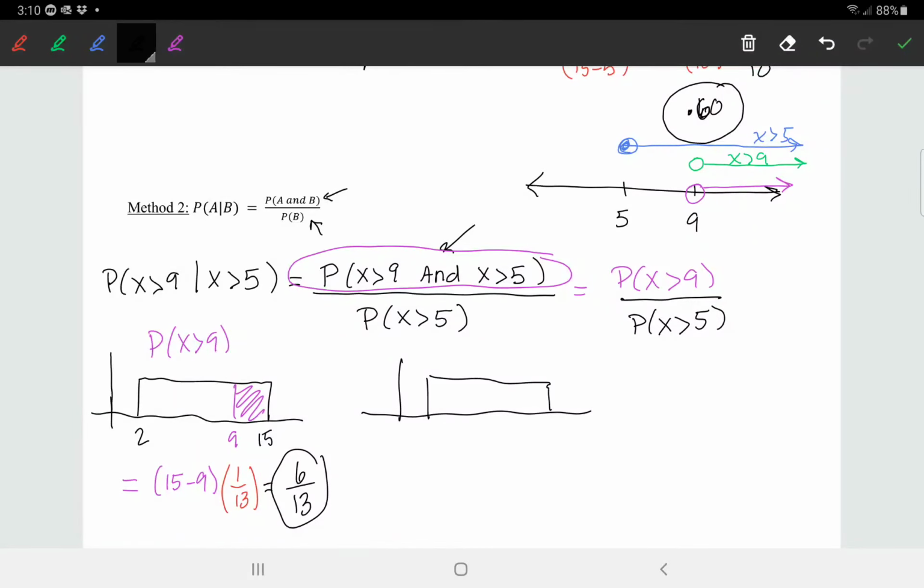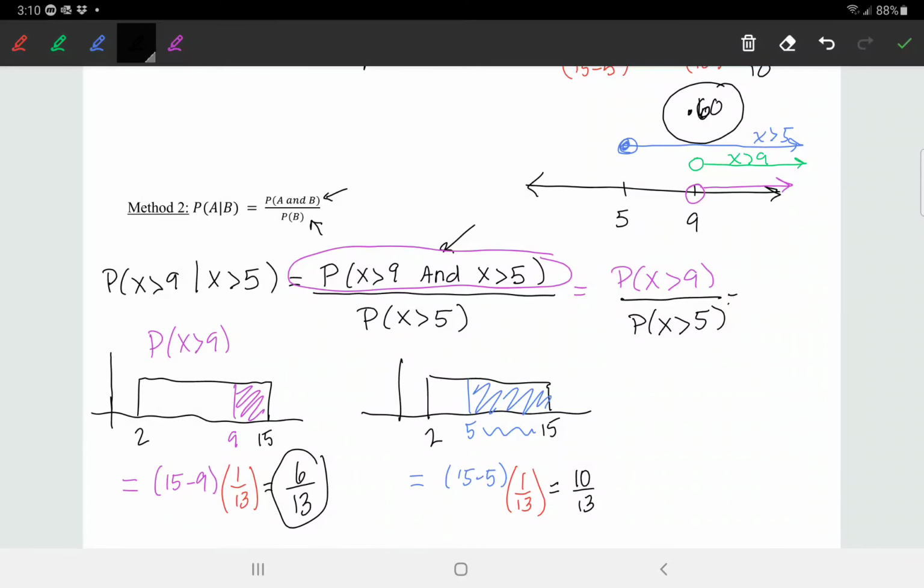Then we can look at the probability that x is greater than 5. So inside of here is 5, and we're looking for this probability. So the base goes in between 5 and 15, so 15 minus 5. The height, we're using the original sample space, which is 1 over 13. So when we're done, this becomes 10 over 13.